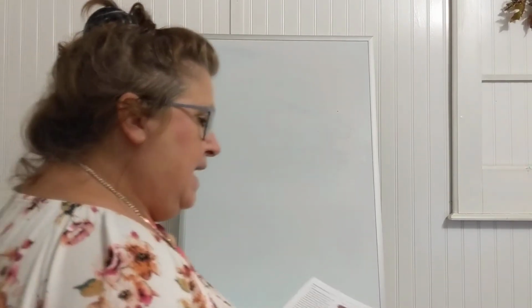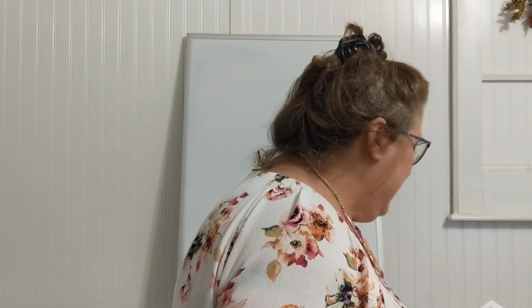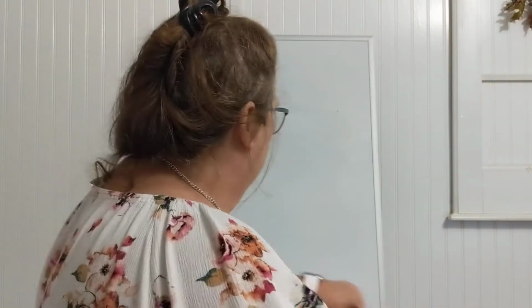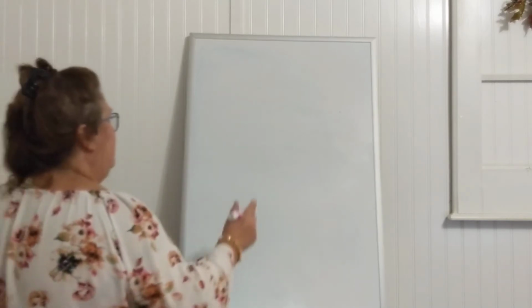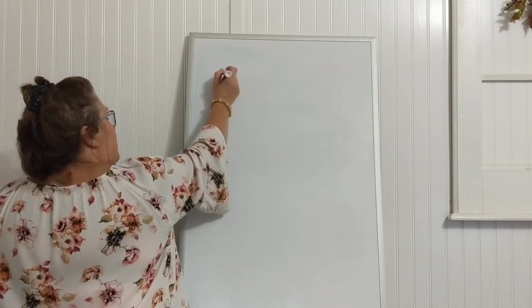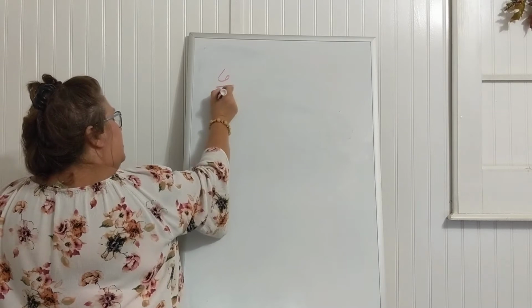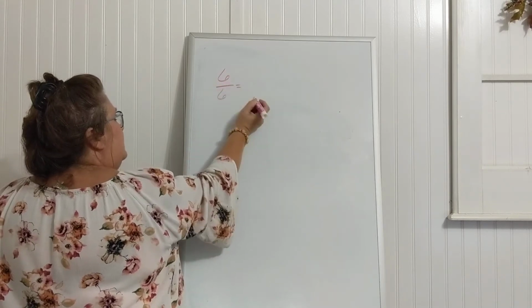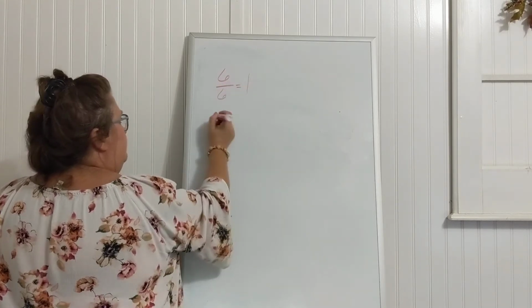Okay, so this is math lesson 44. Today we are going to talk about making equivalent fractions. When we make an equivalent fraction, it's really pretty cool. It's really pretty easy. Remember we have been talking about when our numerator and denominator are the same, what does that equal? 1.